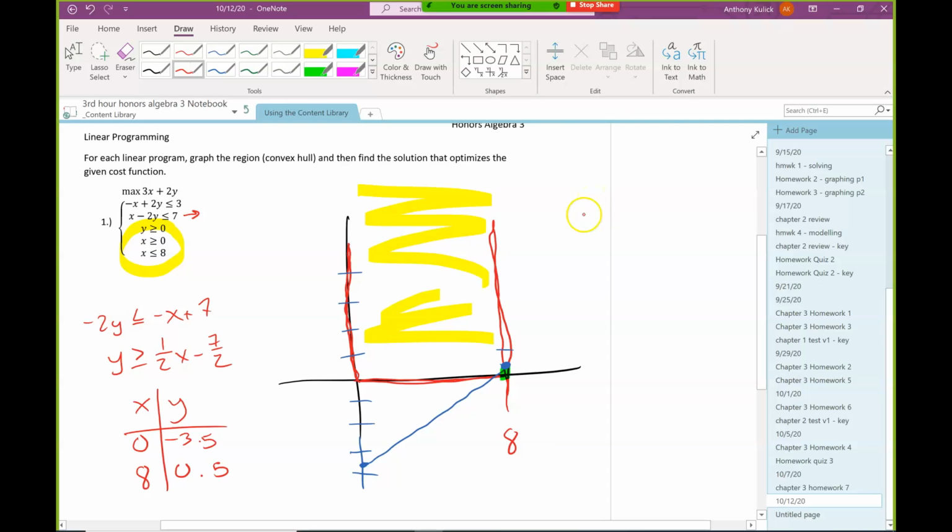Now we'll rearrange the other one. I'll add the x over and then divide by 2. And once again, I'll pick some x's. I'll pick my x to be 0 and 8.